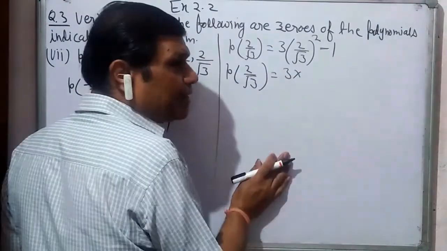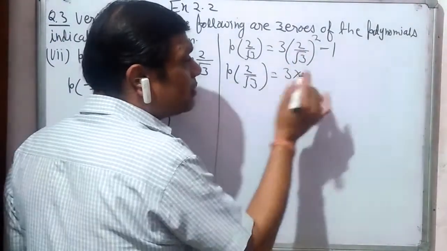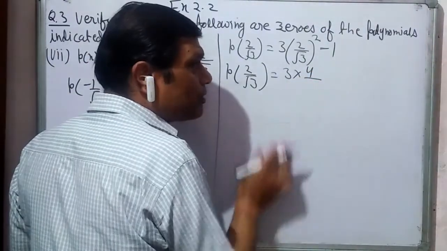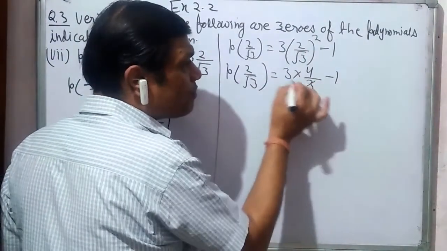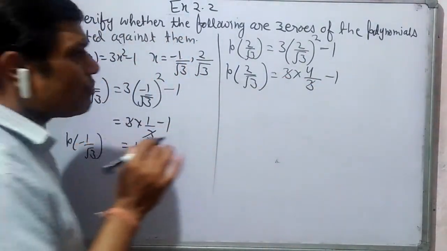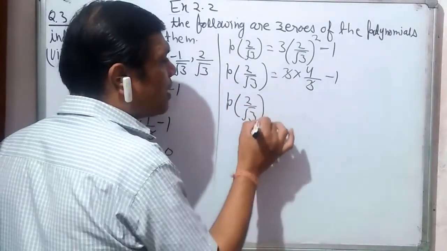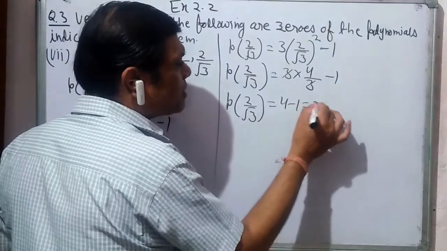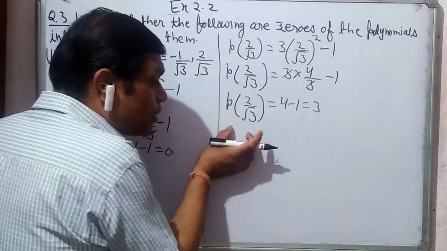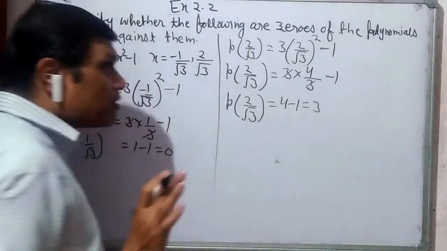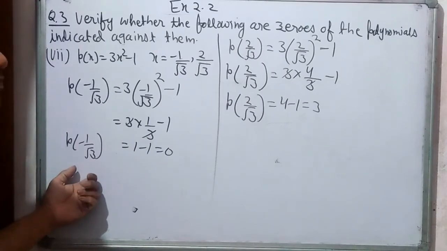3 multiplied by... we have to do the square of numerator and denominator. Square of 2 is 4. Square of square root 3 is 3, minus 1. That will cancel out. We are getting the polynomial's value at 2 upon root 3 as 4 minus 1, that is 3. Right? Since the polynomial's value at 2 upon root 3 is not 0, but the polynomial's value at minus 1 upon root 3 is 0. Right?